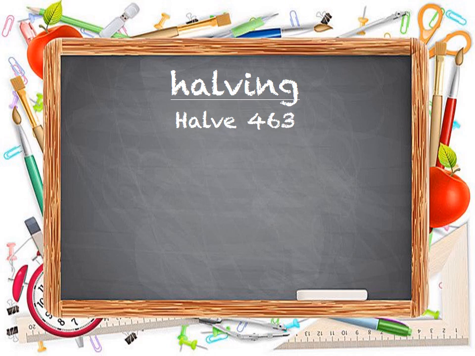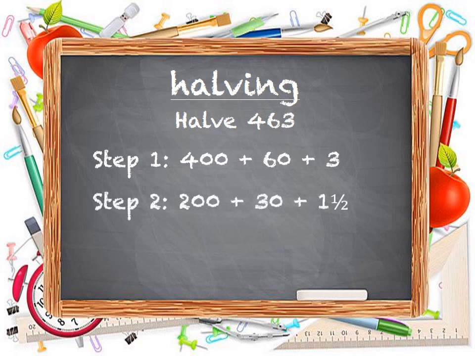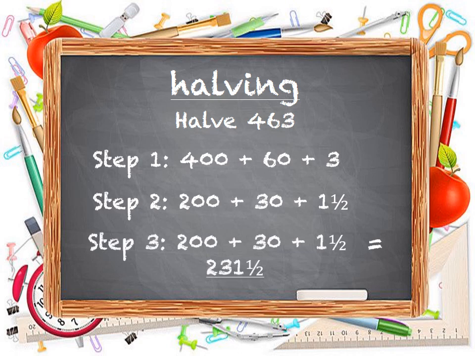Let's have a look at this example. 463. Step number 1, we break up the number into hundreds, tens, and units. 400 plus 60 plus 3. Step number 2, we need to halve the numbers. What is half of 400? 200. What is half of 60? 30. What is half of 3? 1.5. Step number 3, we add them all together. 200 plus 30 plus 1.5 equals 231.5.